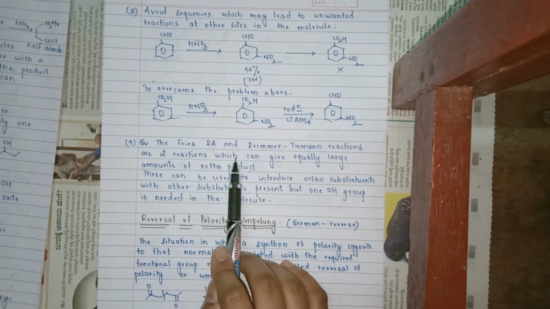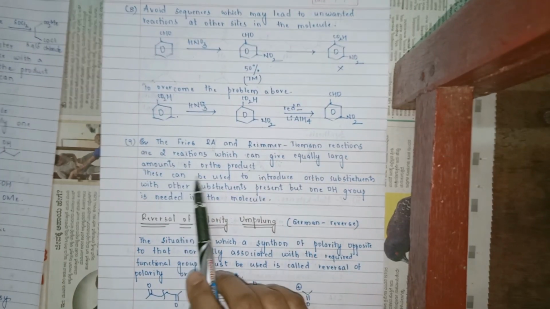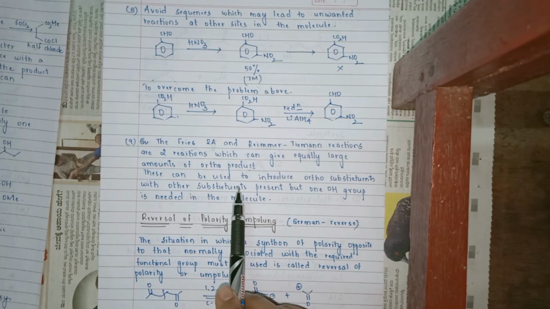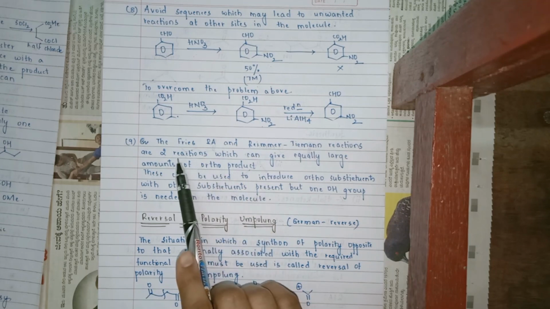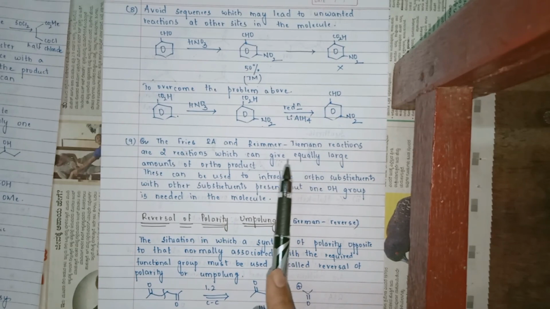Lastly, the Fries rearrangement and Reimer-Tiemann reaction are the two reactions which can give a large amount of ortho products. So these can be used to introduce ortho substituents with other substituents present, but one OH group is needed in the molecule. So if we want to introduce anything in an ortho position, we will be choosing a Fries rearrangement and Reimer-Tiemann reactions.